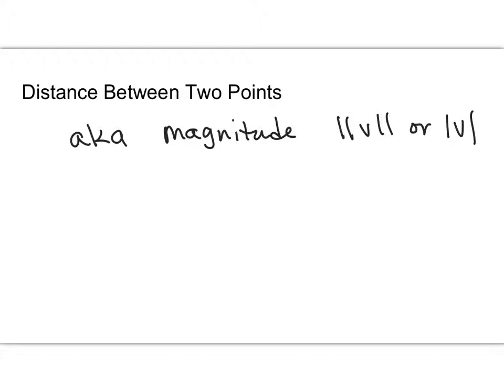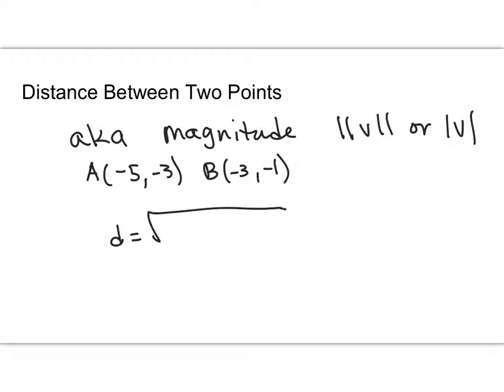If we take our vector that went from point A being negative 5, comma, negative 3, and B was negative 3, comma, negative 1. If we wanted to find the distance between these 2 points or the magnitude, we would just use the formula for distance, which is xb minus xa squared plus yb minus ya squared.